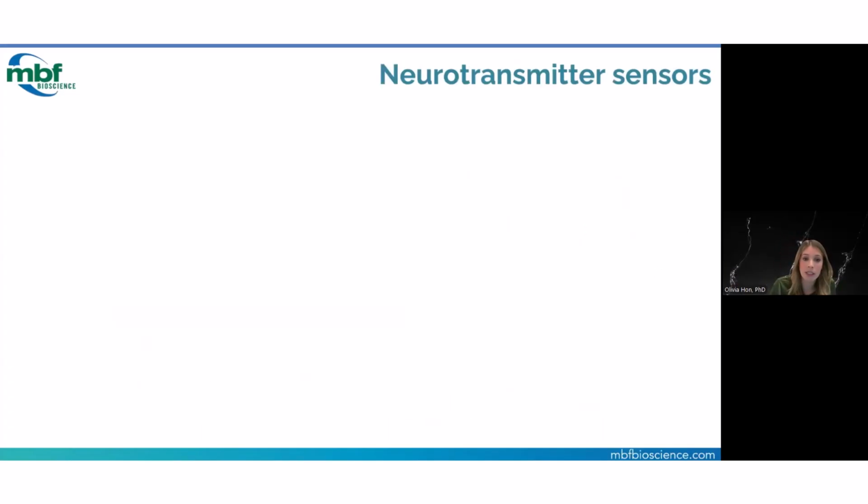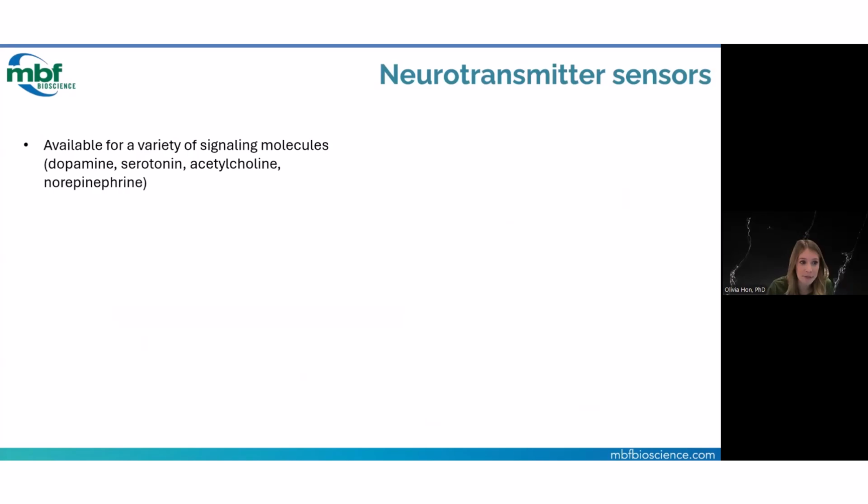So in addition to GCaMP, there's now been this explosion of neurotransmitter sensors. This is something that's new since like 2018, and I'm sure you've all heard about it by now. They're very, very important. Currently there are sensors available for all kinds of neurotransmitters and signaling molecules, and now there are tons of variants for each one.